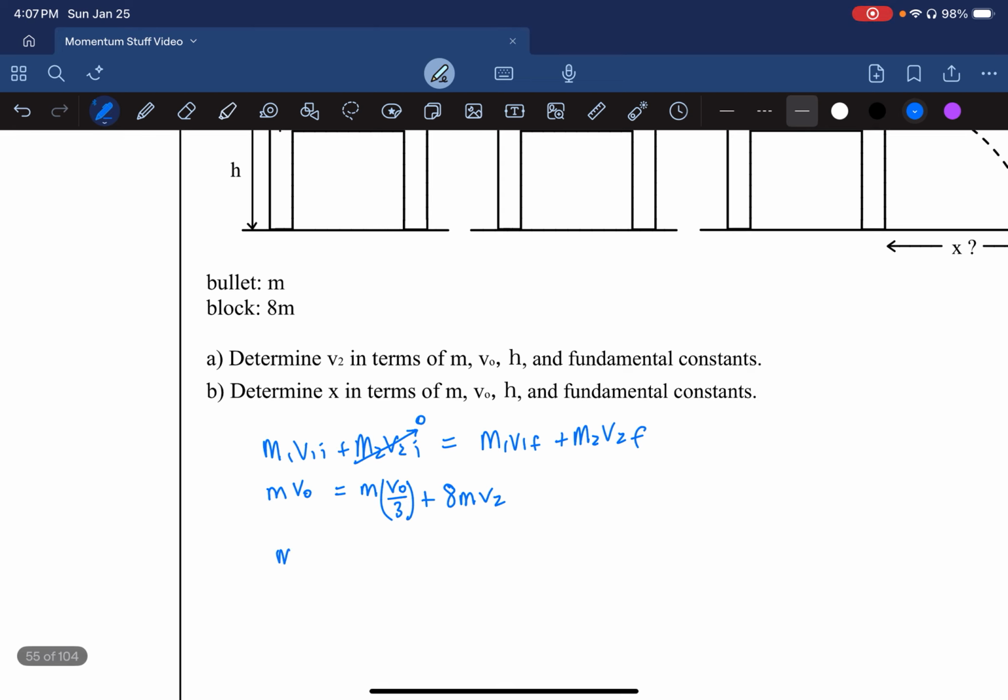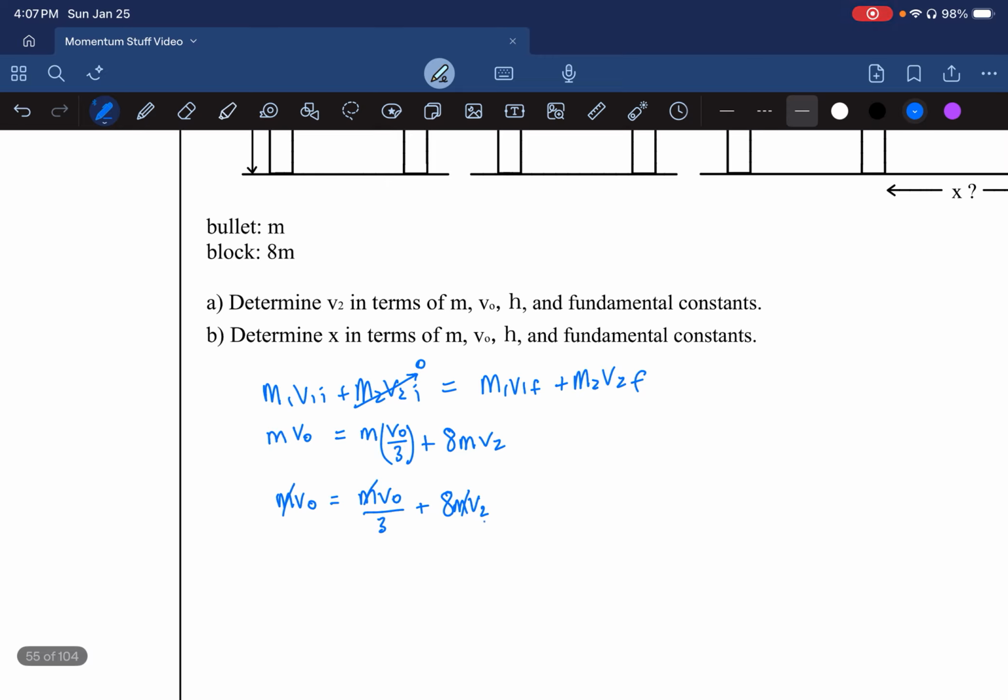Okay, so m v naught equals, I'm just going to say this is m v naught over 3. Didn't really need to break that into a separate step there. We can cancel m's. And I want to isolate v2. So I'm going to subtract v naught over 3 from both sides. So this will be v naught minus v naught over 3 equals 8v2.